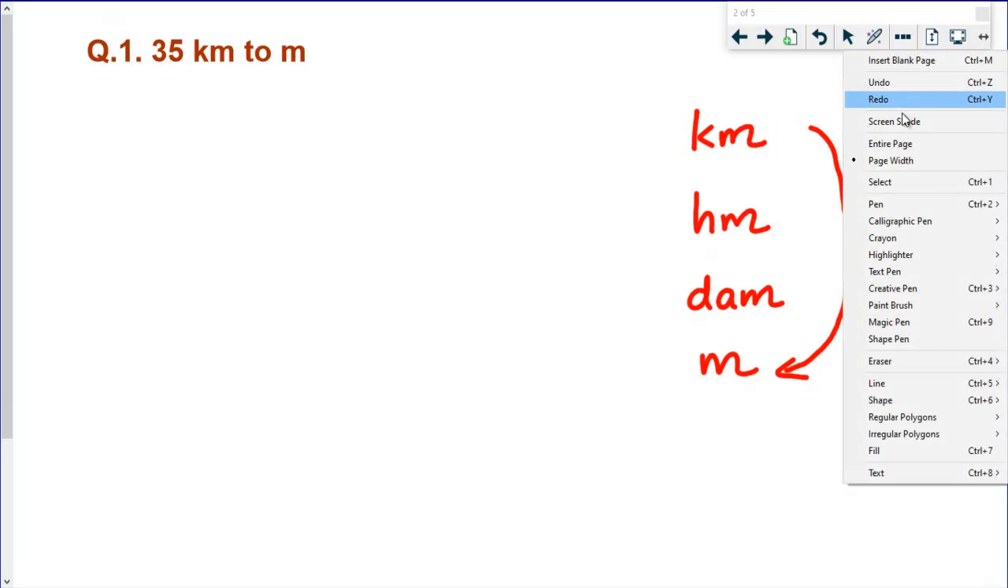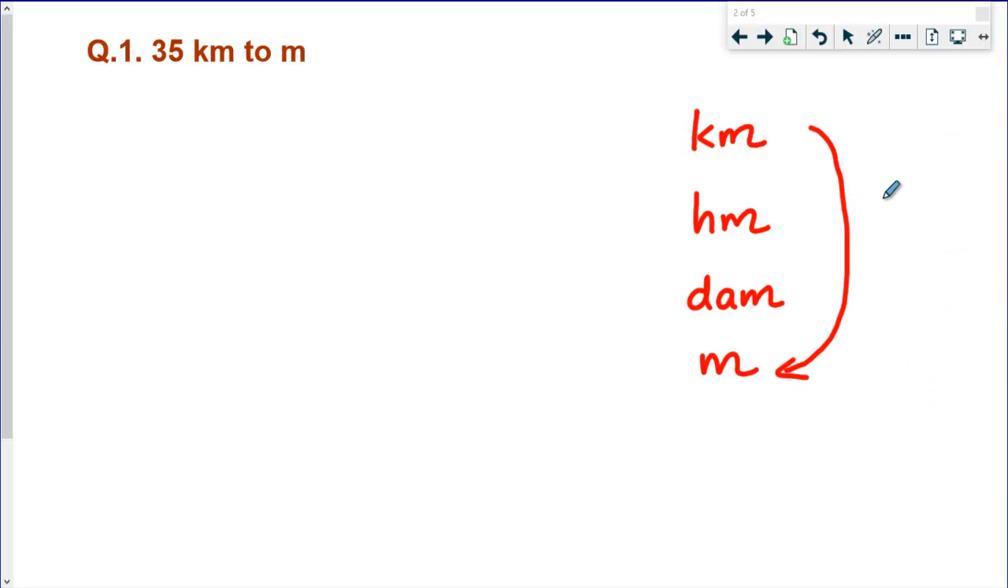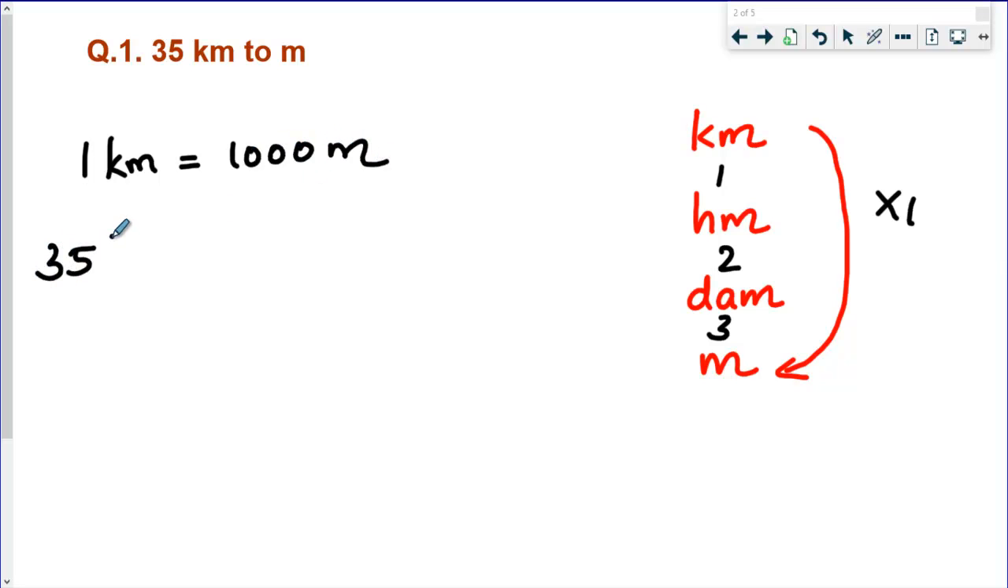So here the conversion is from kilometer to meter, that is from big unit to small unit, so we have to multiply. Now here how many tens are there? There are 3 tens, so we have to multiply with 1000. So here we can write 1 kilometer is equal to 1000 meter. Therefore 35 kilometer is equal to 35 into 1000 meter.